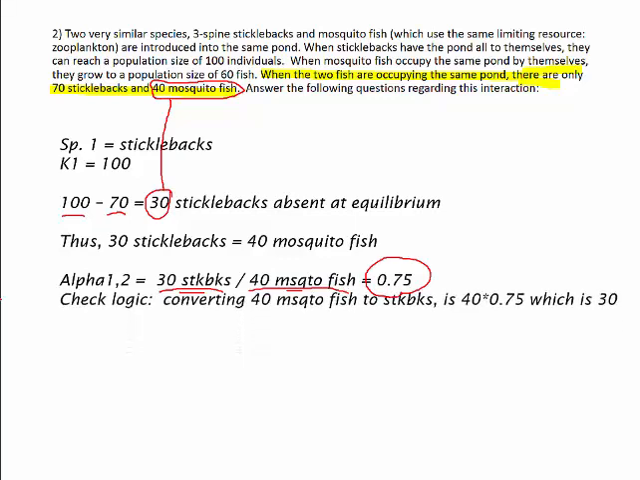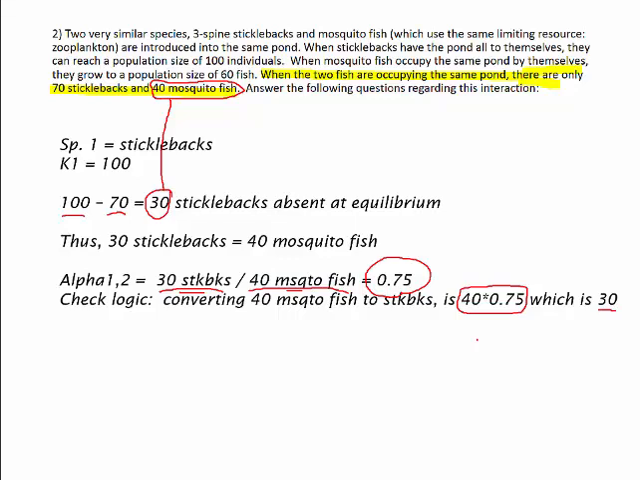if we were to convert 40 mosquito fish to sticklebacks using our conversion factor of 0.75, then the math should work out to show us that 40 mosquito fish is indeed 30 sticklebacks. And of course, when you do the math, as you see here, 40 mosquito fish times 0.75 becomes 30 sticklebacks. So that's just reverse engineering our math to check our math and also make sure that our logic's good and sound. And it's pretty convincing. We have figured out what alpha 1,2 is. It's 0.75.